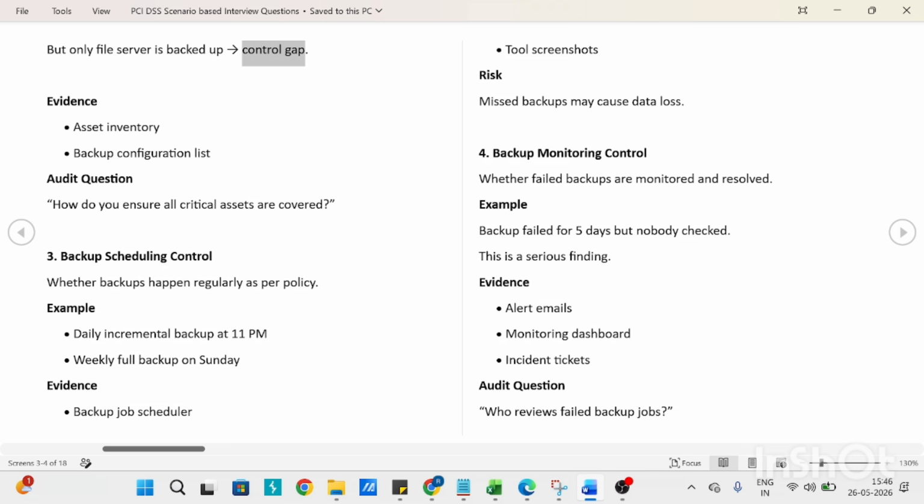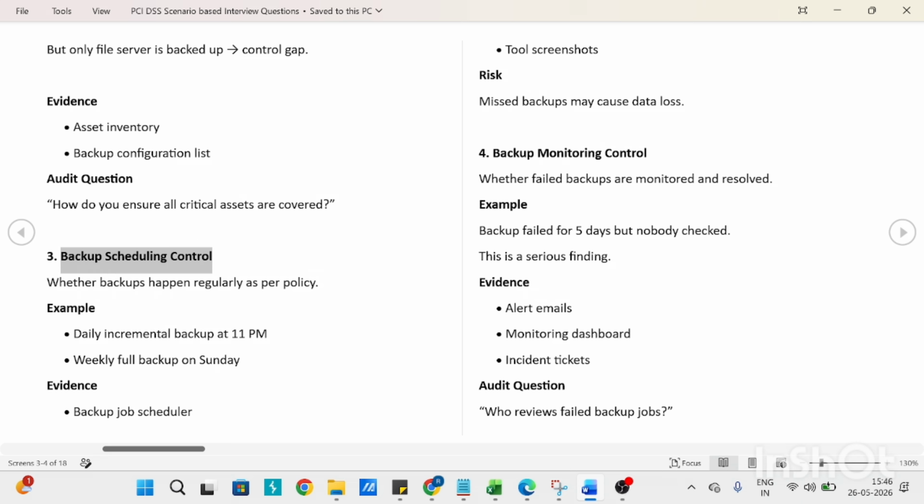What are the evidences? You need to first request the asset inventory. Why asset inventory? Because from it you have a clear idea of how many critical servers, critical applications, and critical databases there are. Accordingly, you need to check what criticals exist and whether backup is happening for those critical ones or not. It's your responsibility.